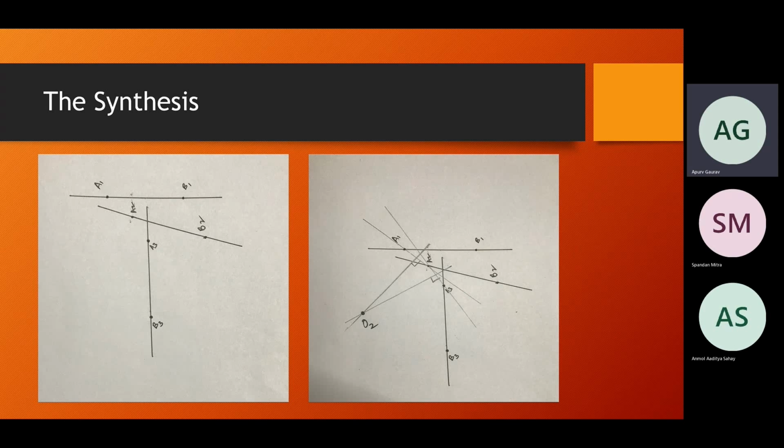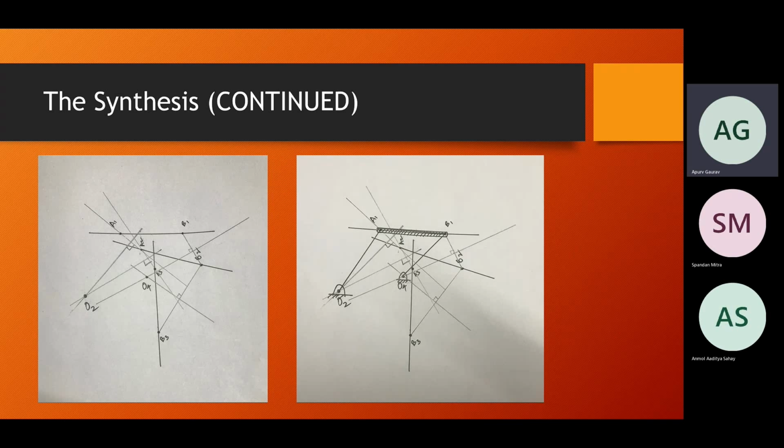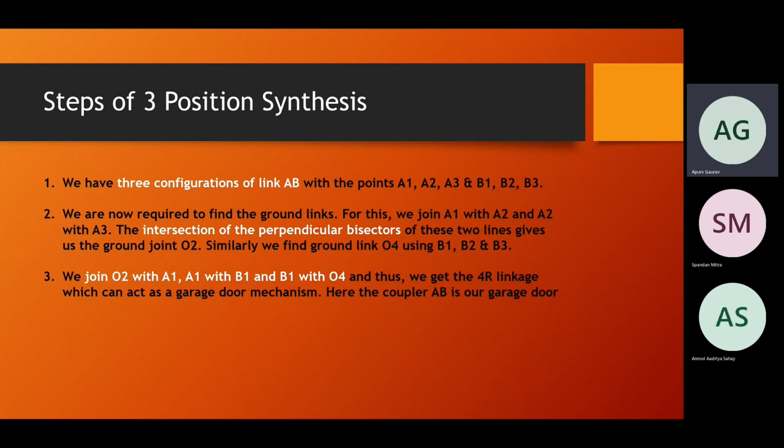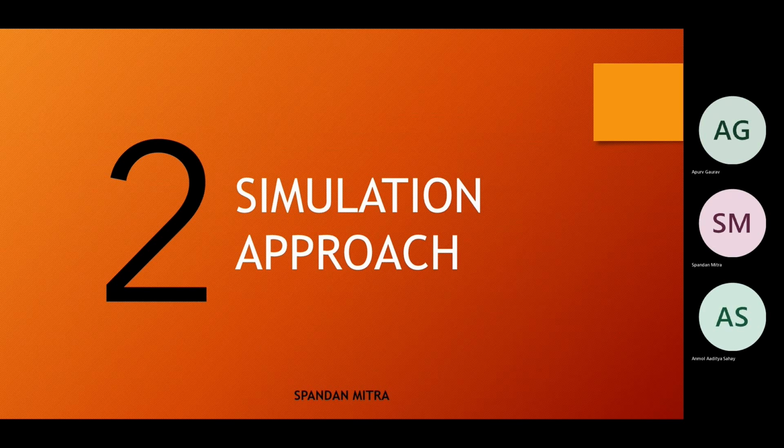For the first ground link, we join A1 and A2, and similarly A2 and A3, and the intersection of the perpendicular bisectors gives us the ground link O2. We do the same process with B1, B2, and B3, and the intersection of their perpendicular bisectors gives us the second ground link, which is O4. Now we join O2 with A1, A1 with B1, and B1 with O4, which gives us the 4R mechanism, where A1B1 is the coupler. These are the steps we followed for synthesis as discussed earlier.